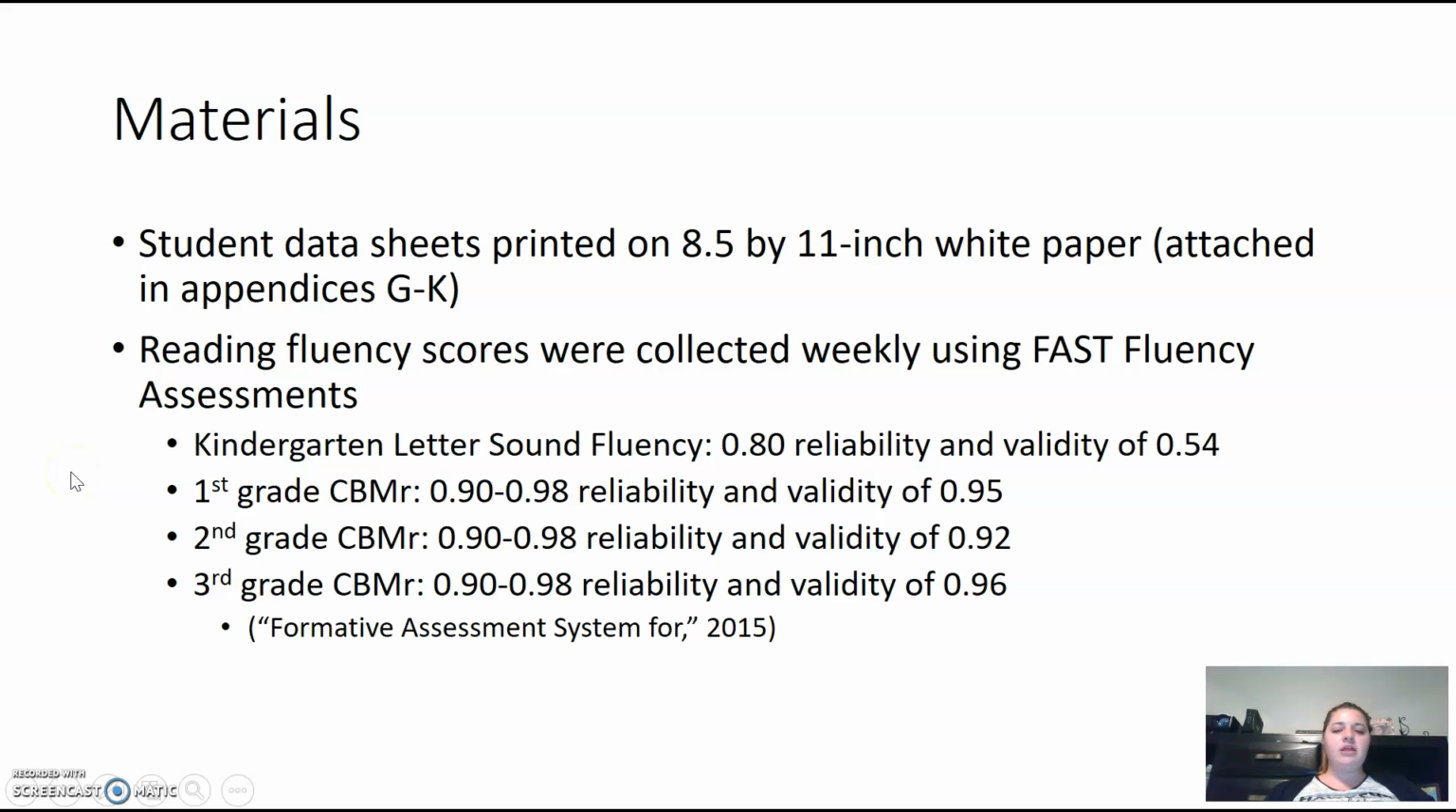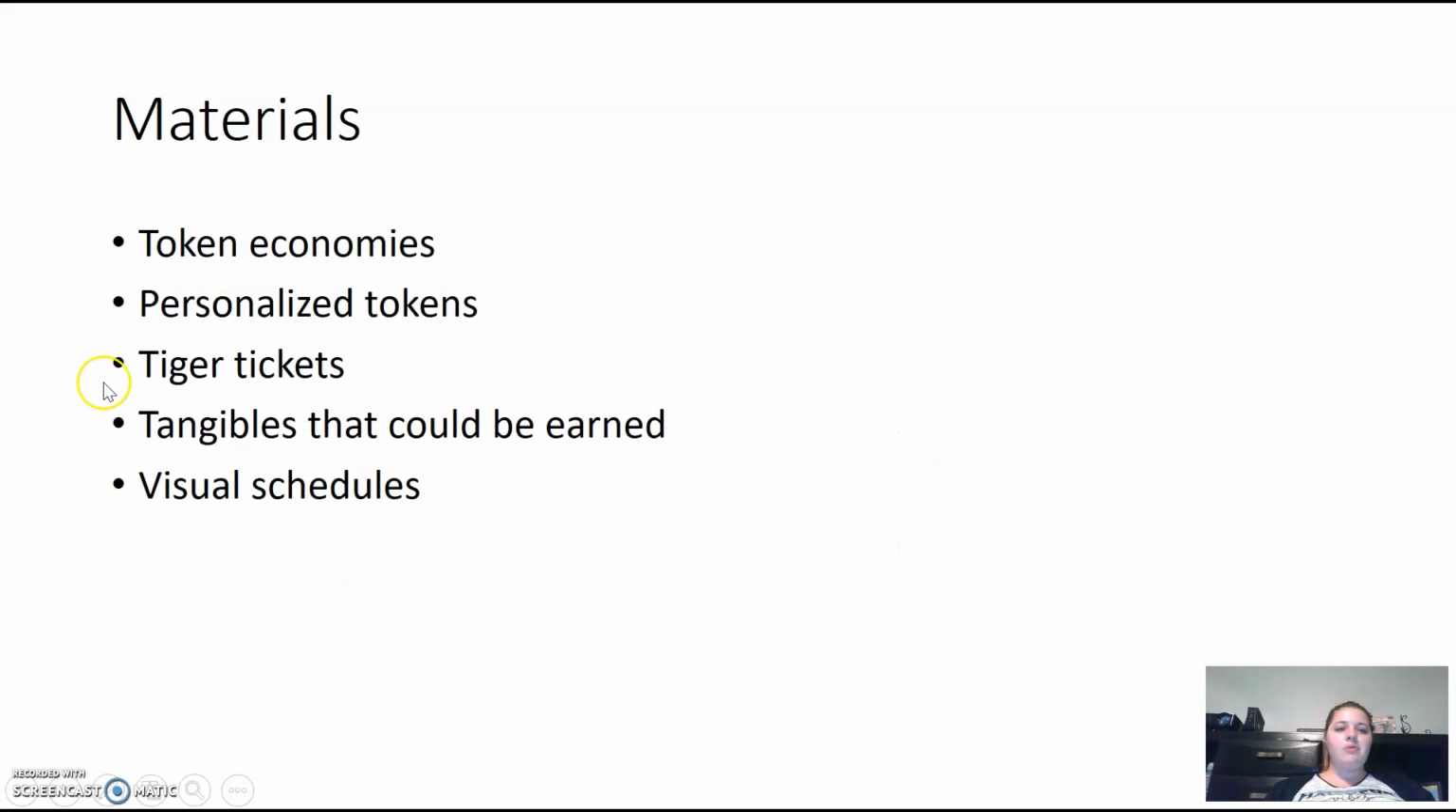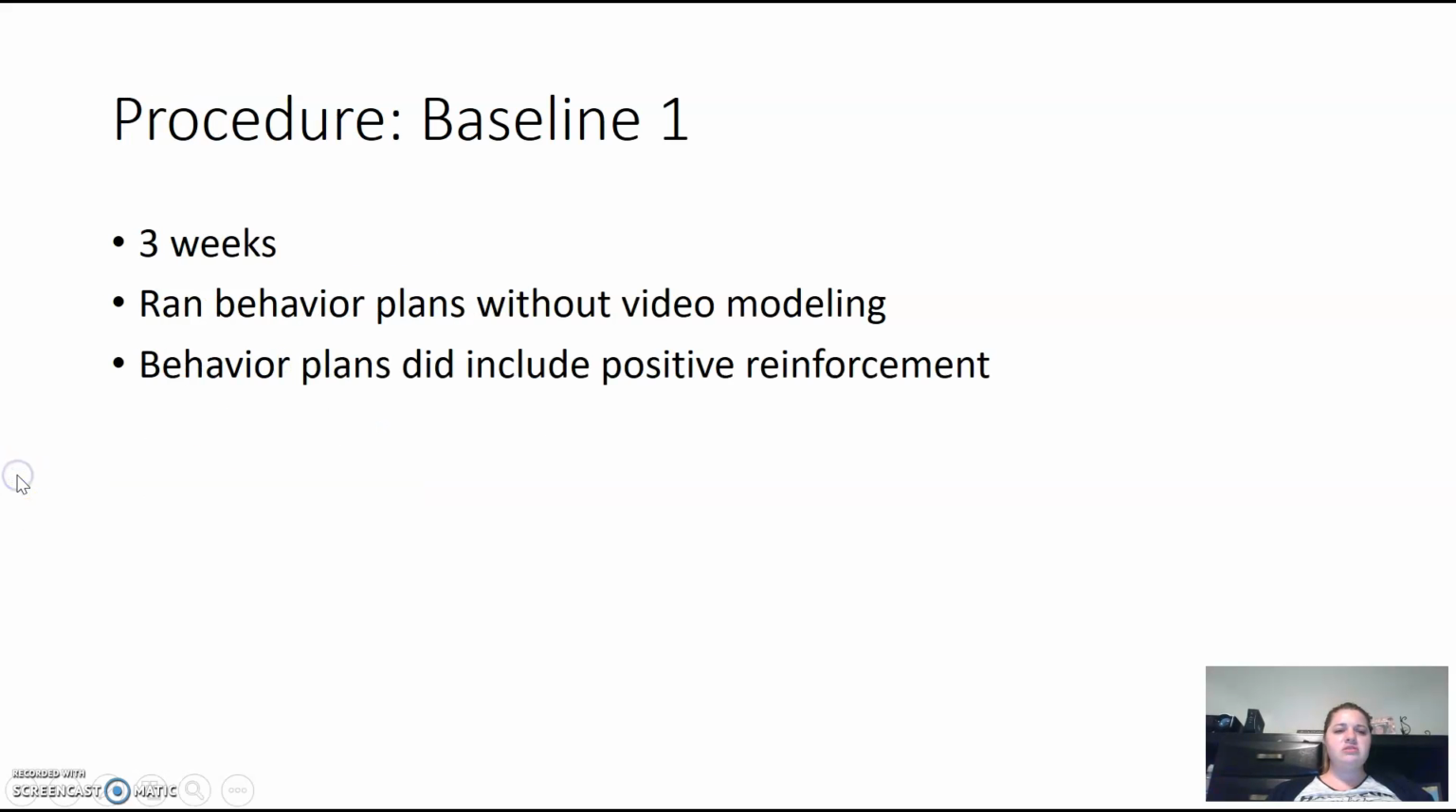I collected reading fluency scores. My kindergartner was different, with letter sound fluency, because he wasn't a reader quite yet, and then my other students were on 1 minute fluency passages. My 4th grader was on the 1st grade one because he was so discrepant from peers. Other materials, all of these were things that were within their behavior plans: token economies, those personalized tokens that I talked about earlier, Tiger Tickets that are whole school use, tangibles that they could earn, and then visual schedules.